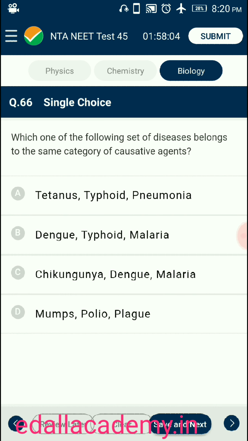Question number 66. Which one of the following set of diseases belong to the same category of causative agent? Bacterial diseases: tetanus, typhoid, pneumonia, plague, etc. Viral diseases: mumps, polio, dengue, chikungunya, etc. Protozoan diseases: malaria, kala azar, sleeping sickness, etc. So the answer for this question is option A. Tetanus, typhoid and pneumonia are the set of diseases belonging to the same category.